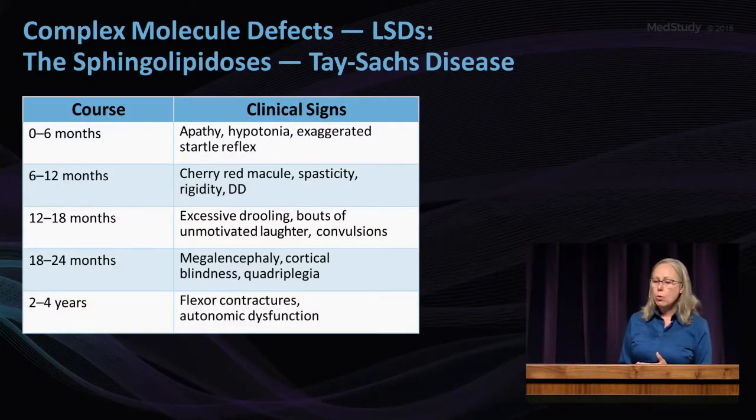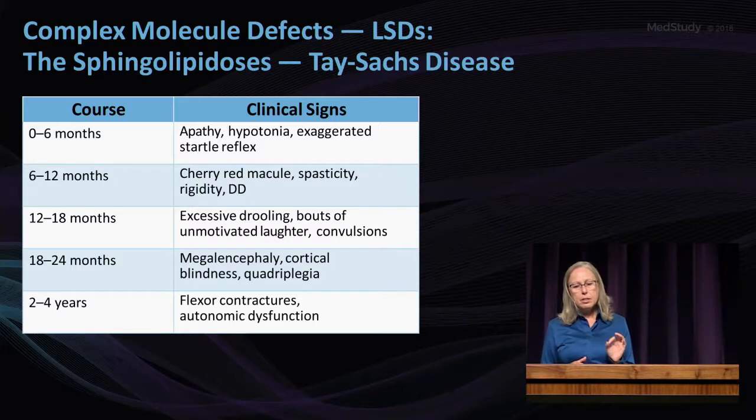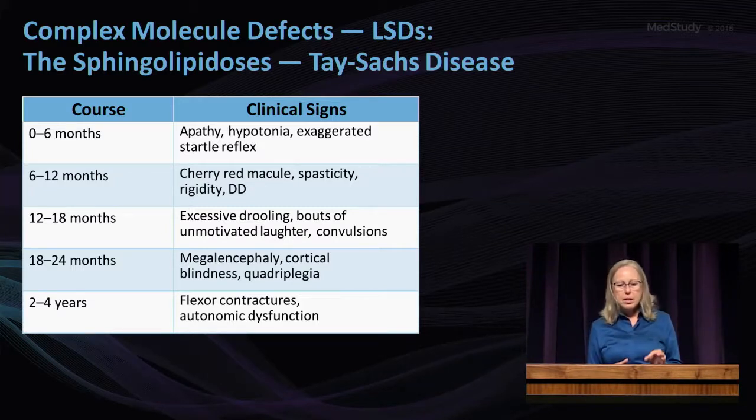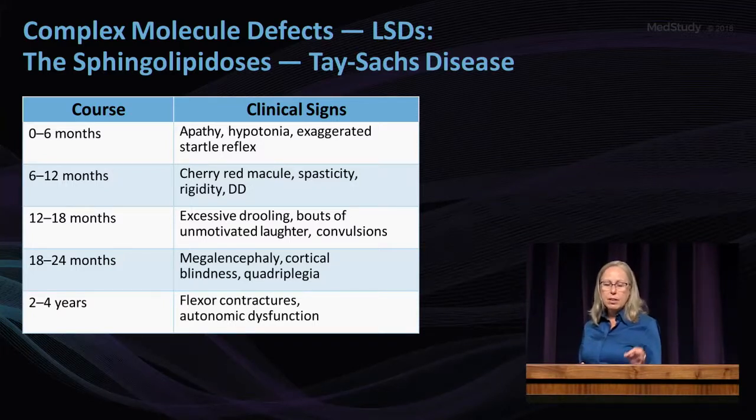There is a typical course where at 0 to 6 months, you get apathy and hypotonia. 6 to 12 months, you'll start to see the cherry red macula. The child becomes spastic and rigid. 12 to 18 months, drooling and seizures. 18 to 24 months, megaloencephaly, cortical blindness, quadriplegia, and then death with contractures, autonomic dysfunction at 2 to 4 years of age.